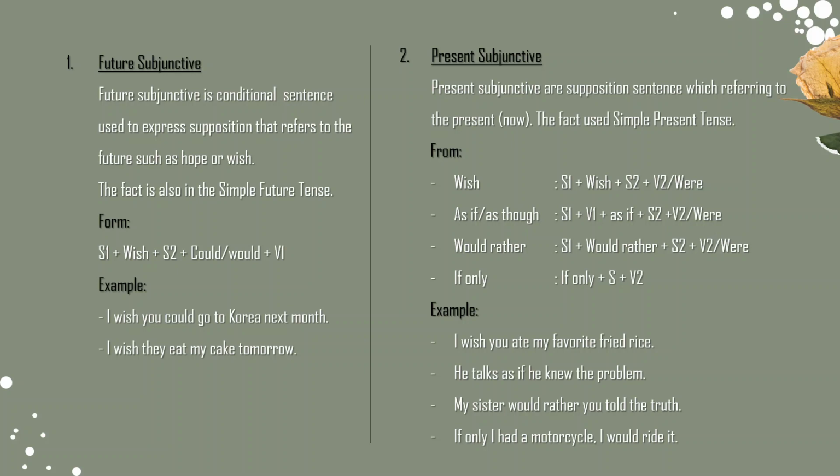And the last one is if only, and the formula is if only plus subject plus verb 2. And this is for the examples. I wish you ate my favorite fried rice. The second example, he talks as if he knew the problems. The third example, my sister would rather you told the truth. And the last example, if only I had a motorcycle, I would ride it.